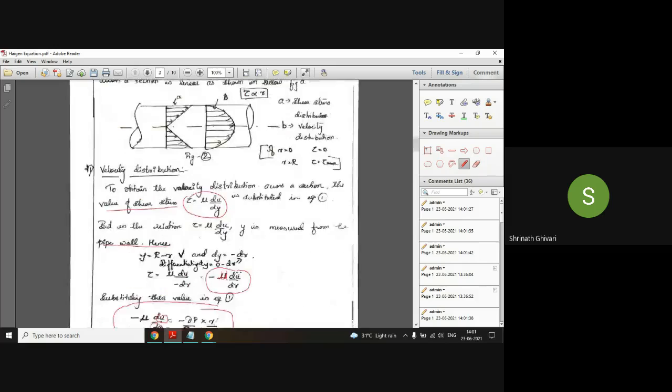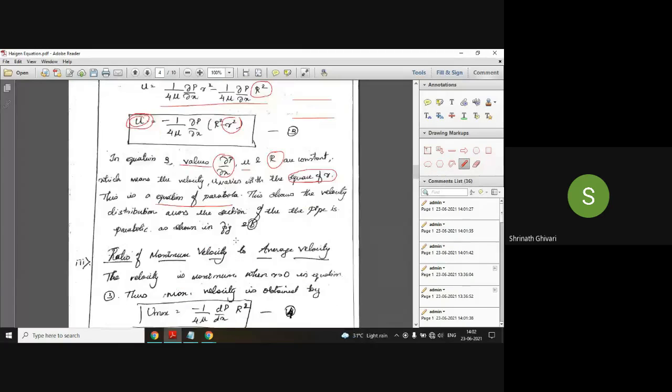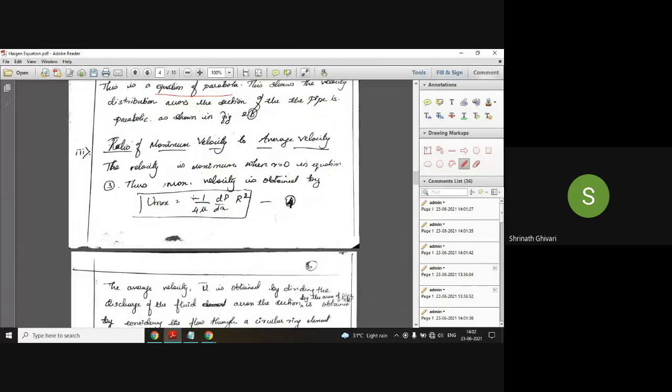Therefore, here it is given that you have to find the ratio of maximum velocity to average velocity. So the velocity is maximum when r is equal to 0 in equation 3. So in this equation 3, the r should be equal to 0. Therefore, u maximum equal to minus 1 by 4 mu dou p by dou x into R square. This is our equation 4, which is saying that if the velocity has to be maximum in the circular pipe, at that point r should be equal to 0.